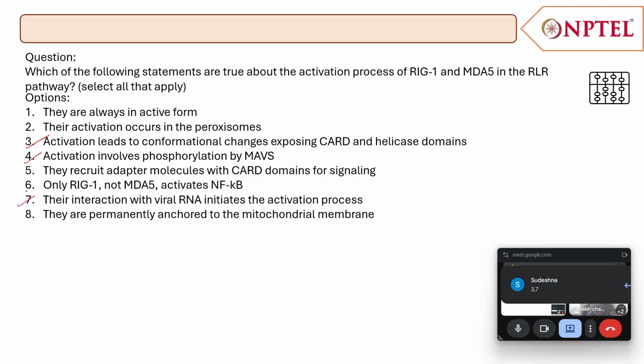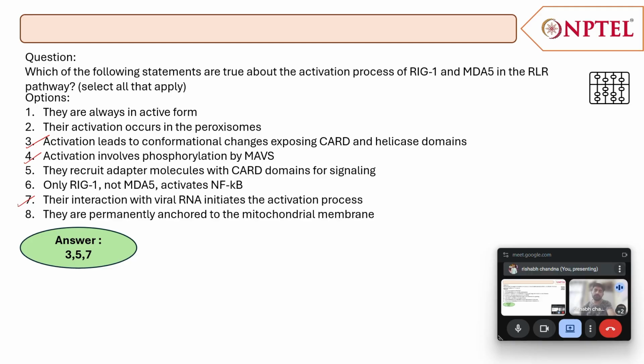7 also. Okay, so let's see the answer. So the correct ones are 3, 5, and 7. Okay, so let's see the options. They are always in active form? No. The activation occurs in the peroxisomes? No. Not in the peroxisomes, basically. Their activation occurs in peroxisomes, ERs, and then the mitochondria. So these are the major organelles that help in activation.